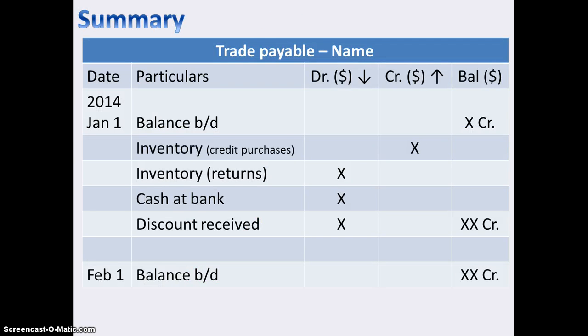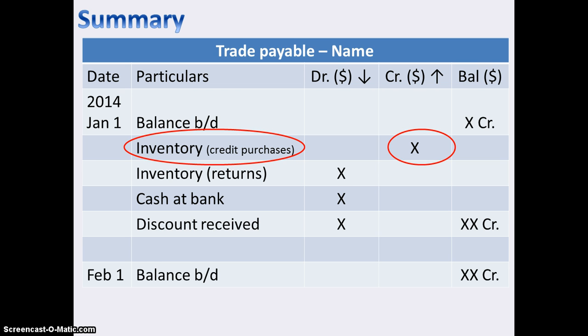In summary, a trade payable ledger account will look like this. The opening balance is the amount owed to the trade payable on the first day of a month. It is a credit balance as trade payable is a liability which has a down-up nature.